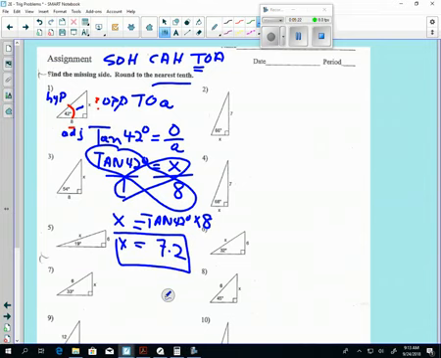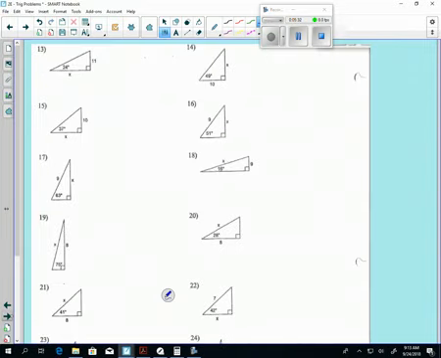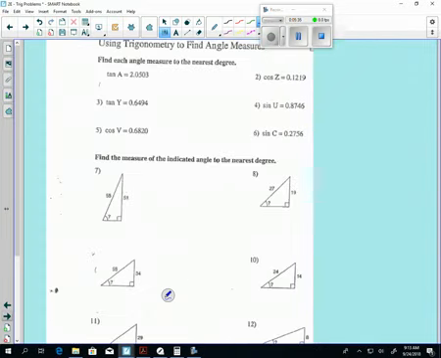It asked me to round to the nearest tenth, which means it has to go just to one place after. Okay. The second type of questions we need to work with is finding the angles. Finding the angle.